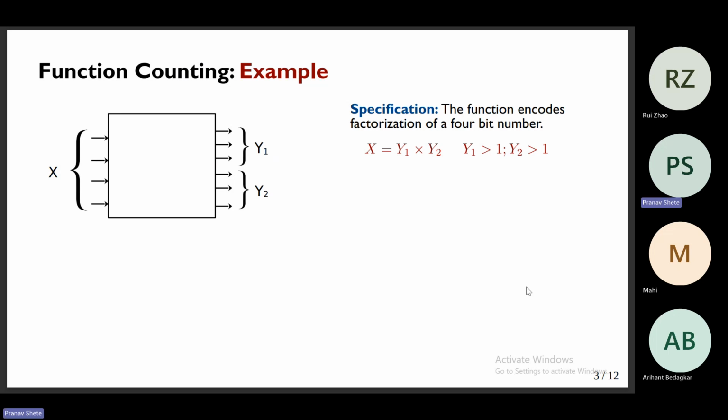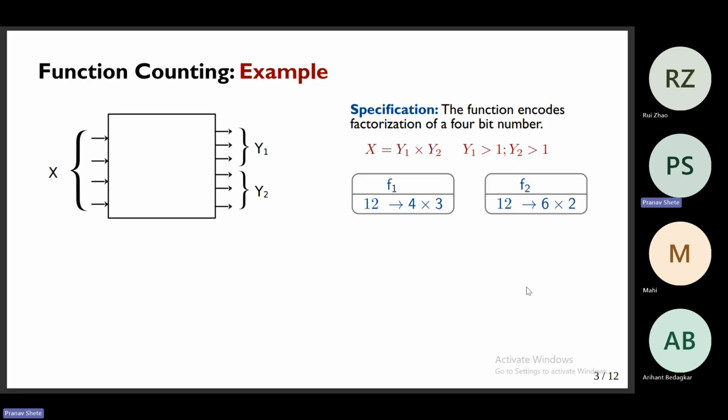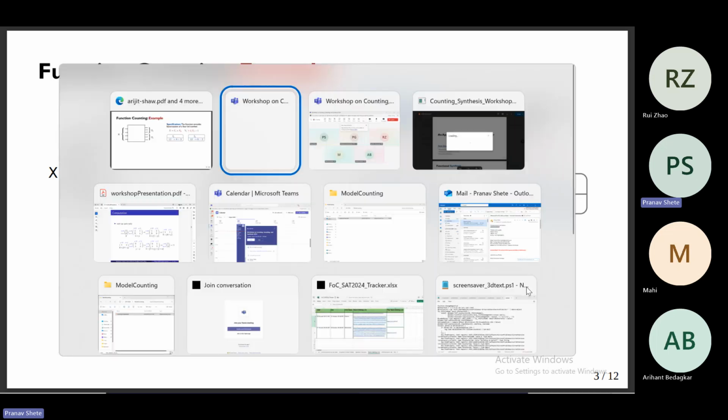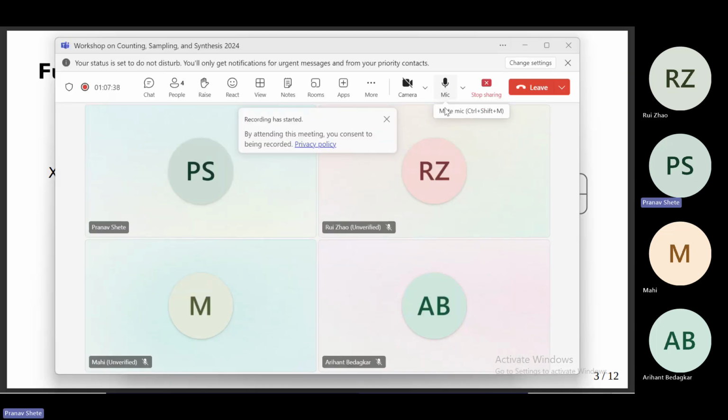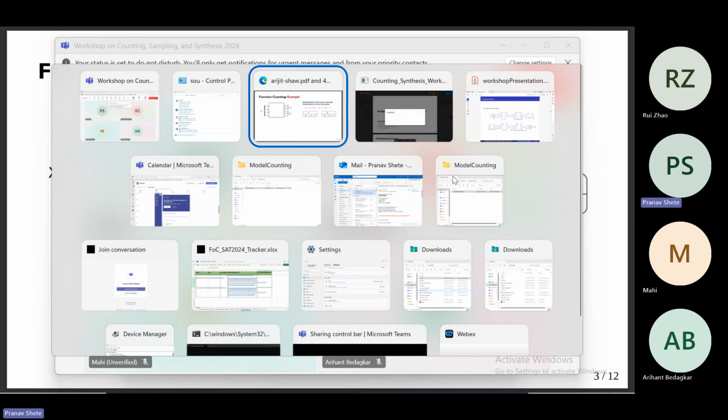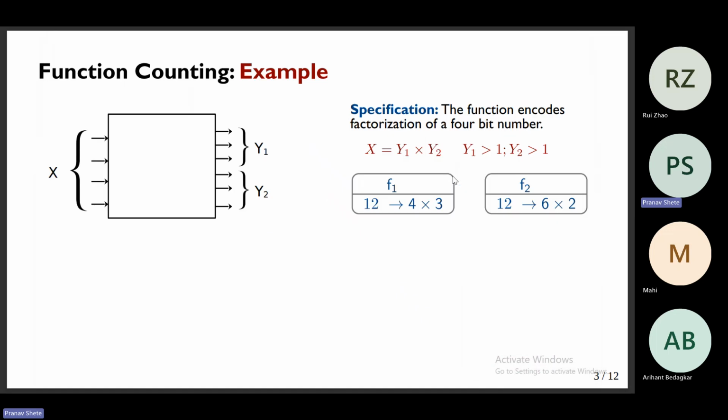Now, given this specification, you can have different kinds of functions. For example, you can come up with a function f1 that factorizes 12 as 4 times 3. I can come up with another function f2 that factorizes 12 as 6 times 2. So the point is that given a specification, there can be multiple ways to implement that specification as a function.